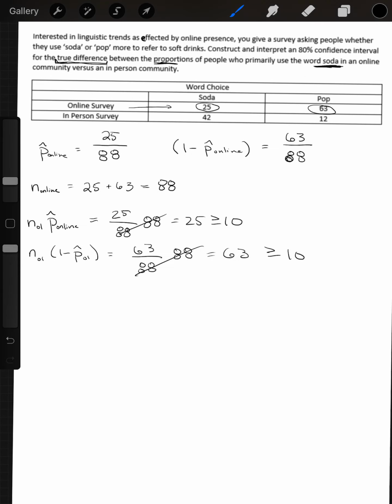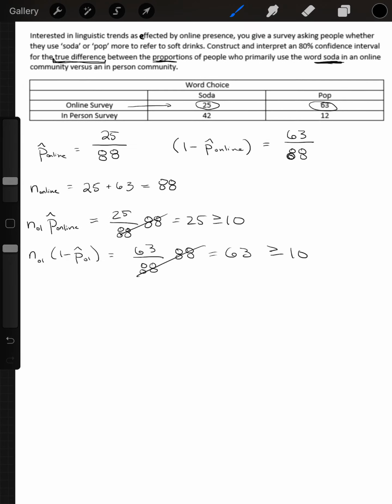That's unfortunate. But we'll keep going. So, we're good there. Now, our second survey is this in-person survey. So, let's go ahead and start off finding the number of people who took the in-person survey. We know that 42 of the people who took the in-person survey answered soda, and 12 said pop.